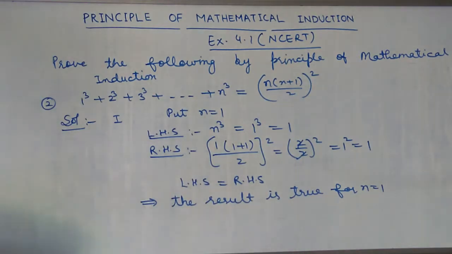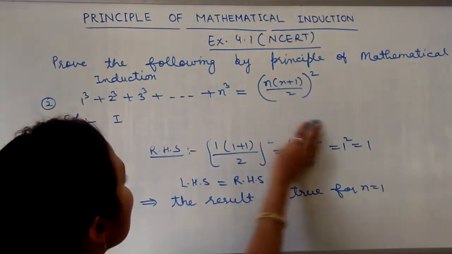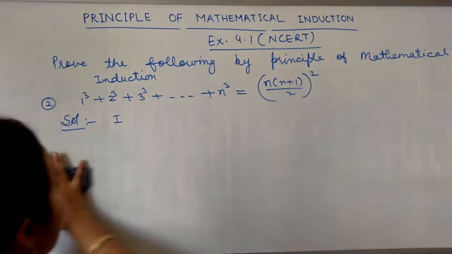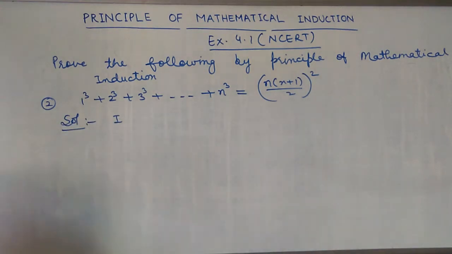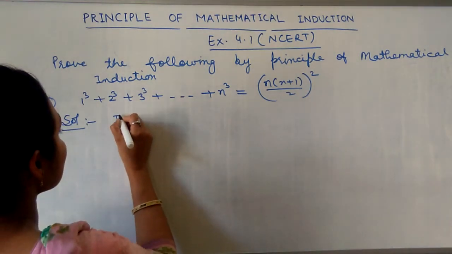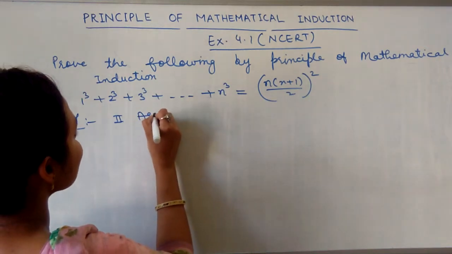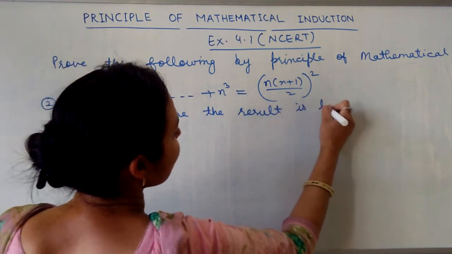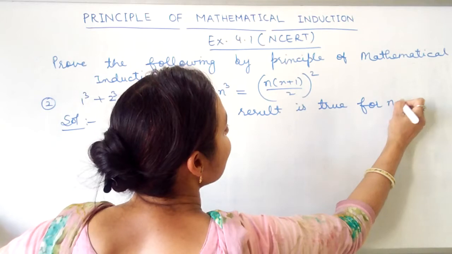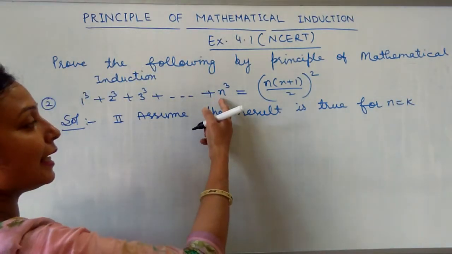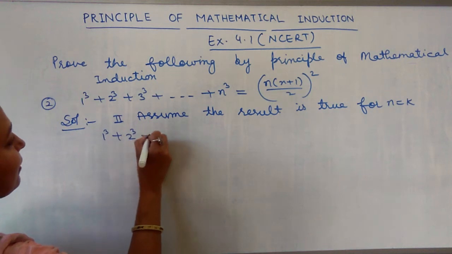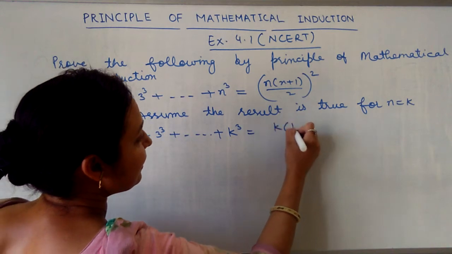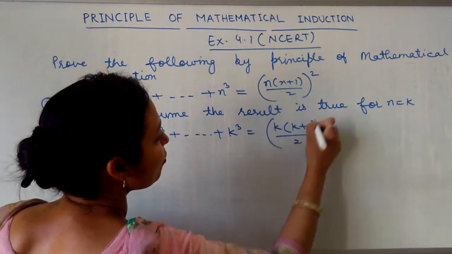Okay, now come to the second step. In the second step, you just have to assume. Nothing will be done by you in the second step. Only in the second step you have to assume and replace n by k. So how can you replace? Second step: assume the result is true for n equals to k. So what you have to do? Only k in place of n. 1 cube plus 2 cube plus 3 cube plus so on k cube is equals to k into k plus 1 upon 2 whole square.